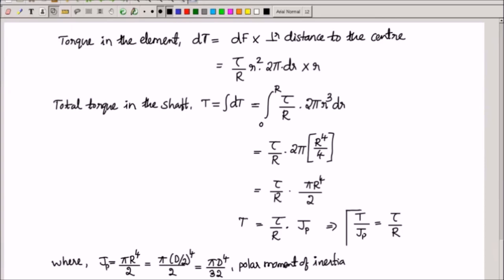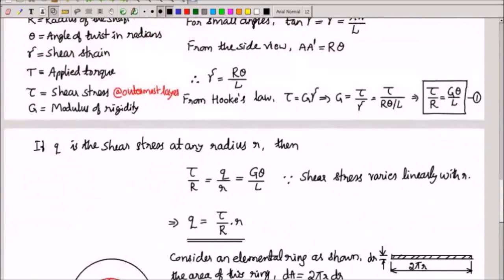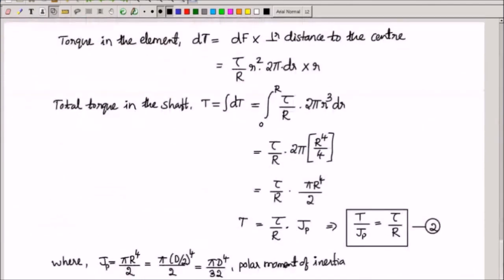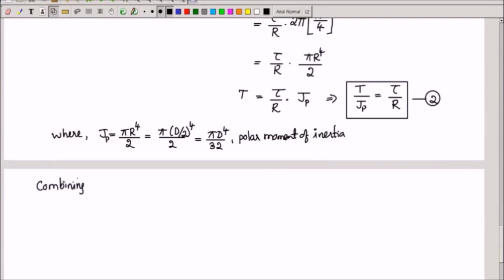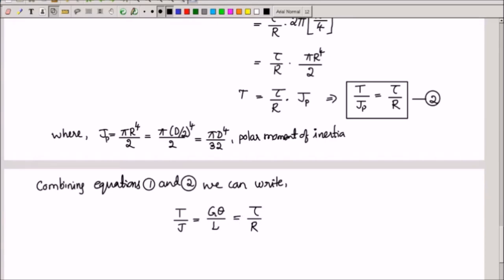This is the second result that we got. I am calling it equation 2. Now observe equation 1. Equation 1 was tau by R is equal to G theta by L. Now tau by R is equal to T by J. Now we can combine these two. So combining equations 1 and 2, we can write T by J is equal to G theta by L is equal to tau by R. This is called the torsion equation for a solid shaft.